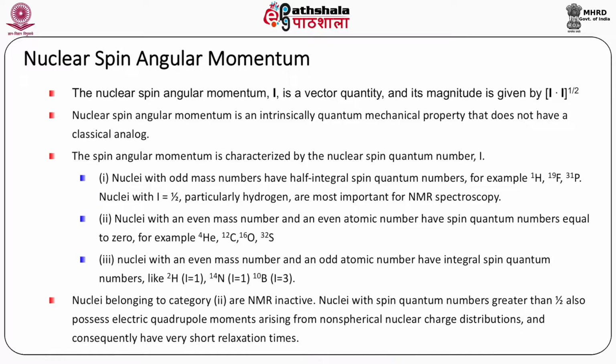Nuclei with an even mass number and an odd atomic number have integral spin quantum numbers, like deuterium has I equal to 1, nitrogen 14 has I equal to 1, and boron 10 has I equal to 3. Nuclei belonging to the first category are NMR active, the second category are NMR inactive. Nuclei with spin quantum number greater than half also possess electric quadrupole moments arising from non-spherical nuclear charge distributions and consequently have very short relaxation times, which corresponds to broad line widths, and they have limited applications.